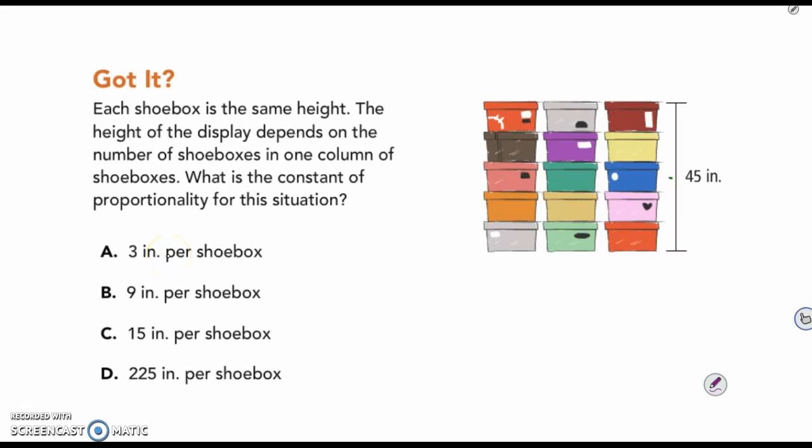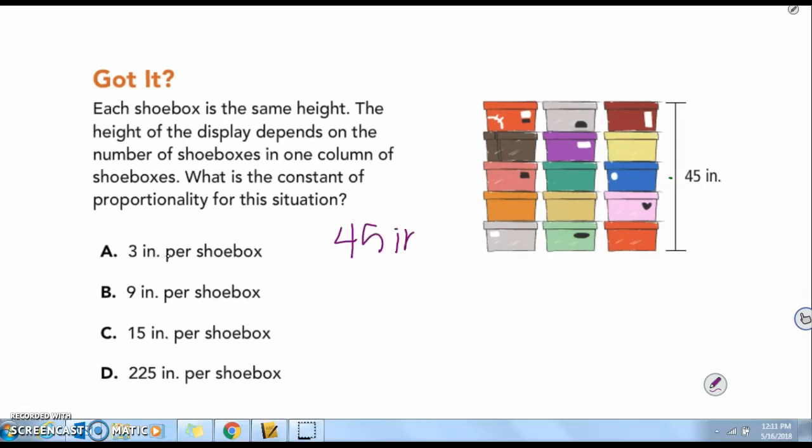Look at this example in your notes. What is the constant of proportionality for this situation? 45 inches is the height of the column of our shoeboxes. In that column, we see there are 1, 2, 3, 4, 5 shoeboxes. So we can divide by 5 to determine how many inches each shoebox is. 45 divided by 5 is 9, so that would be letter B.